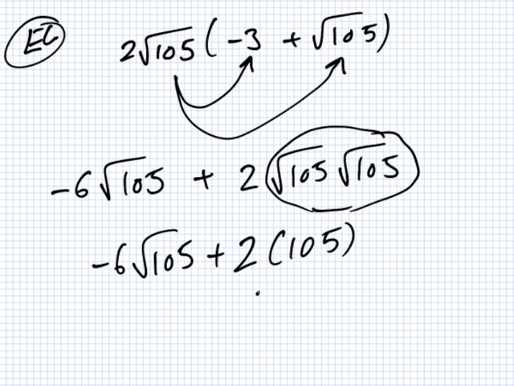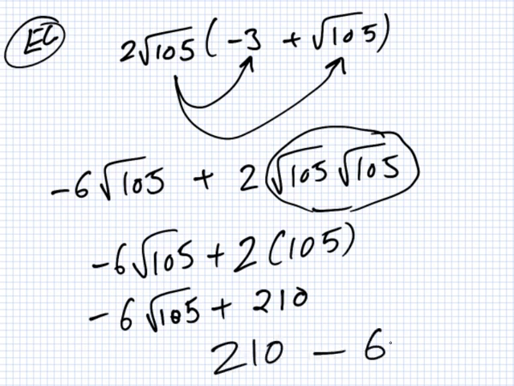Which is 210. And I'm just going to finish it by writing it the other way. So the answer is 210 minus 6 root 105. This is the more usual way of writing it. Okay. So let's look at another one like this, but a bit harder.